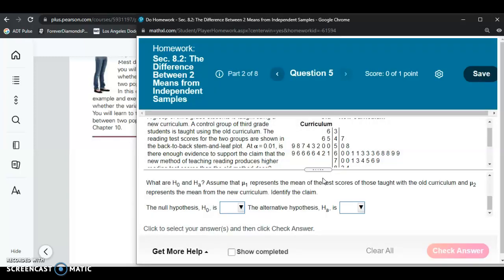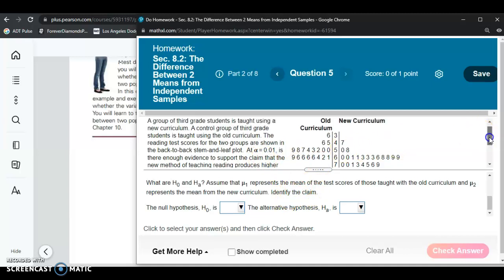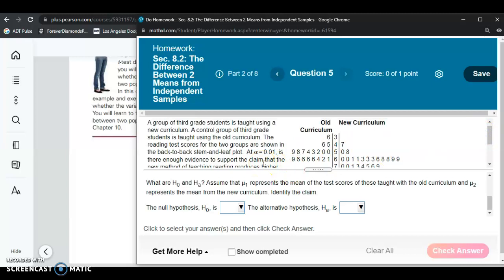Now it's going to ask us to identify the null and alternative hypotheses. It tells you that mu1 represents the mean of the test scores of those taught with the old curriculum, and mu2 represents the mean from the new curriculum. Then it tells us to identify the claim. Which one of these hypotheses, the null or the alternative, is the claim in the problem? First of all, according to the claim, the new method of teaching reading is going to produce higher test scores.